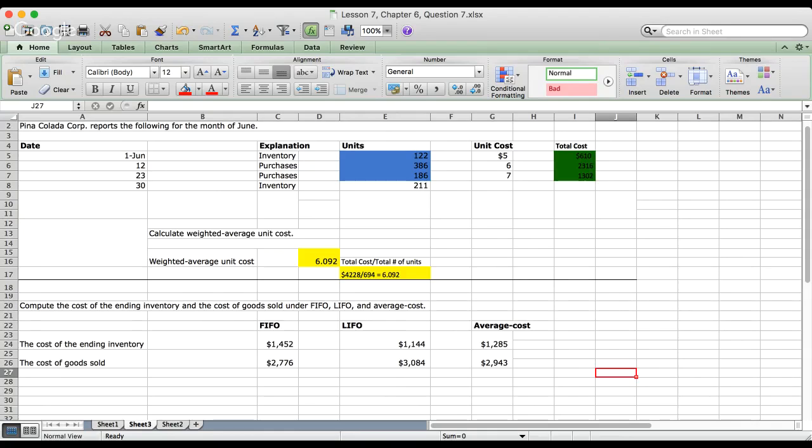The second question that we'll see this week in the homework has a two-part submission. The first section, we are finding the weighted average unit cost. To find that, we are going to add up the units that we have and the total costs that we have. So the total cost ends up being 4,228, and the total amount of units that we have is 694. When we divide that, we get 6.029.